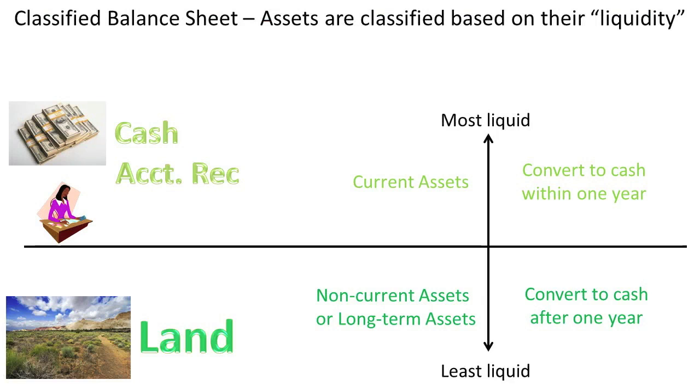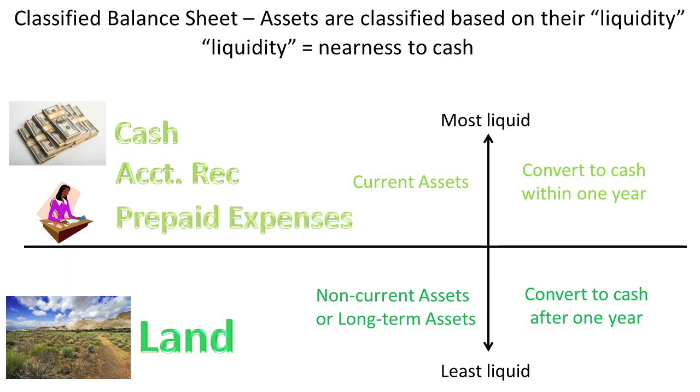In the last topic, I introduced the idea of liquidity and the classified balance sheet that relies on it. Liquidity is often referred to as nearness to cash, or the ability of an asset to be quickly converted into cash. Assets that are expected to be converted to cash very quickly are said to be liquid. Some assets, such as prepaid expenses, will not necessarily be converted to cash, but they will save the company from having to pay additional cash. So they are also considered to be liquid assets.